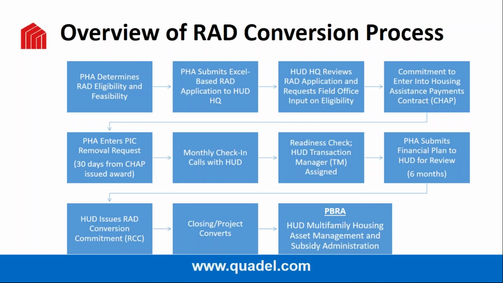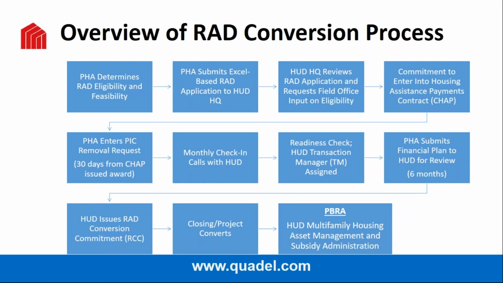In addition, before PHAs or owners can actually apply to participate in RAD, HUD requires them to notify all residents in the project or projects about their plans to convert under RAD. And this is accommodated through a notification process, or a GIN, which is referred to as a General Information Notice. And the General Information Notice is provided to residents at the project or projects being considered for conversion.